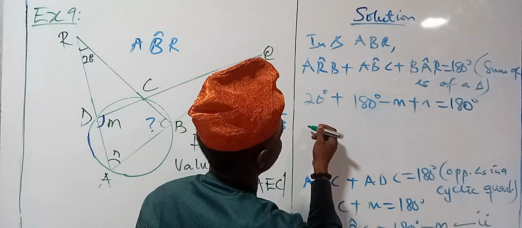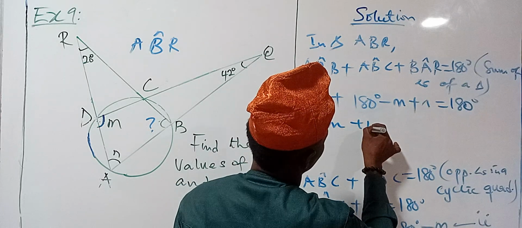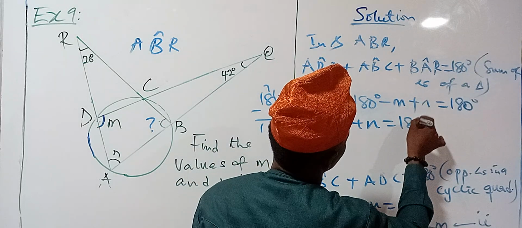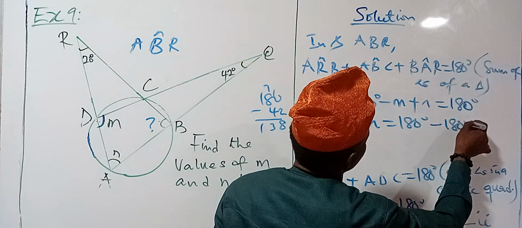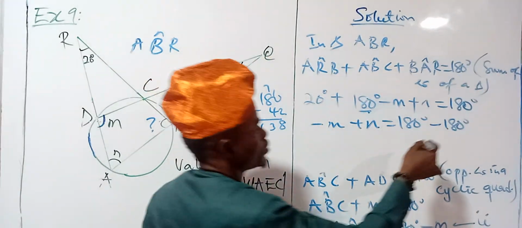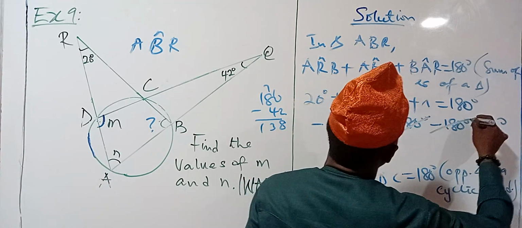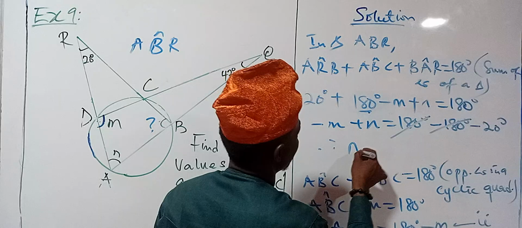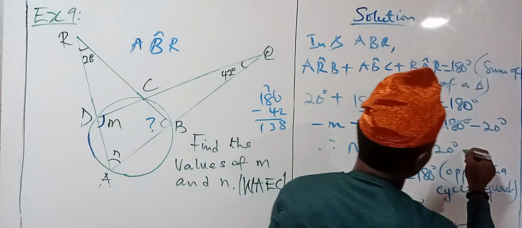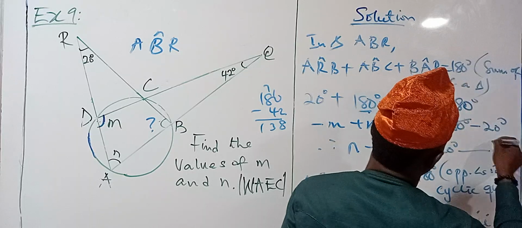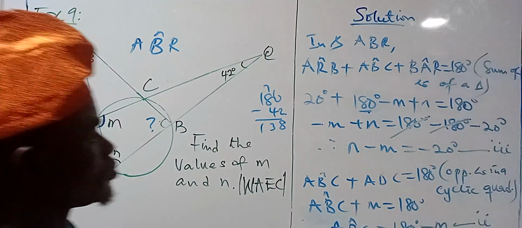So what is the next thing? We have M minus N plus 180 degrees equals 180 degrees. Bring this 180 degrees to the other side, it gives you minus 180 degrees, and the 20 degrees to the other side gives you minus 20 degrees. Therefore, M minus N is minus 20 degrees. You can call this equation 3.